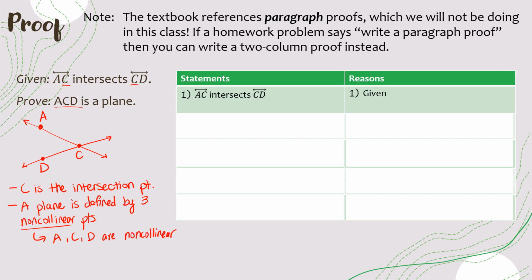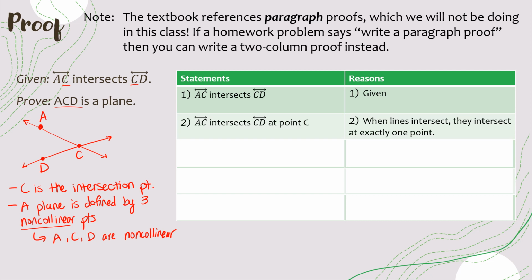Next, step 2, what do I want to say? What about this fact that we know the intersection point has got to be C? We know that AC intersects CD at point C. The reason I decided to provide there was one of our postulates, but you might notice it's restated a little bit. When lines intersect, they intersect at exactly one point. Gets the point across, right? But it's not necessarily the exact wording of the postulate.